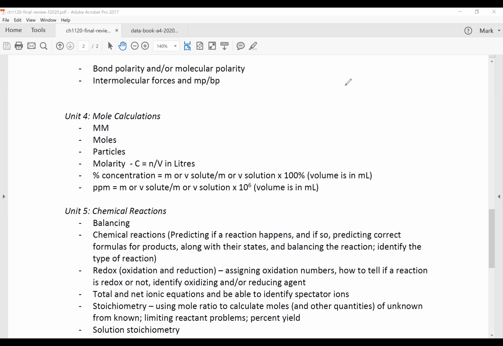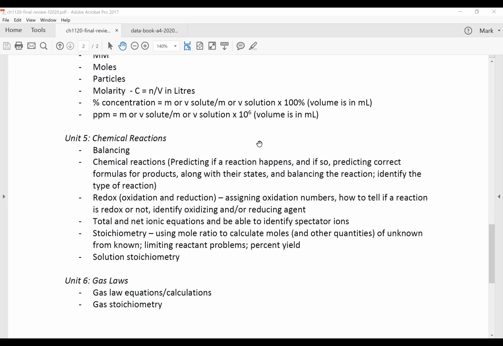The reason chapter 4 is so important is because it brings us into chapter 5, which is probably your most important chapter to study. We looked at balancing chemical equations, predicting chemical reactions, redox reactions, and total and net ionic equations. And then finally, stoichiometry. Stoichiometry was that stuff about mole ratios that we did on Monday and Sunday, and then again last week. So stoichiometry is a direct follow-up from chapter 4.